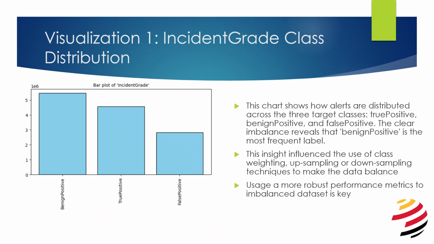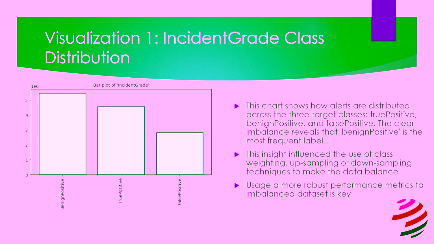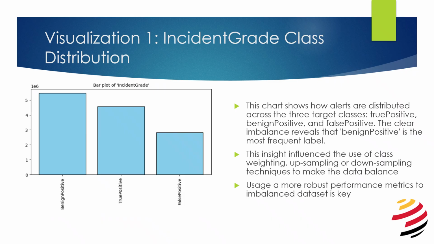This chart shows how alerts are distributed across the three target classes. The clear imbalance reveals that benign positive is the most frequent label. This insight influenced the use of class weighting and inspires careful consideration of evaluation metrics such as weighted F1 score to avoid bias towards the majority class.